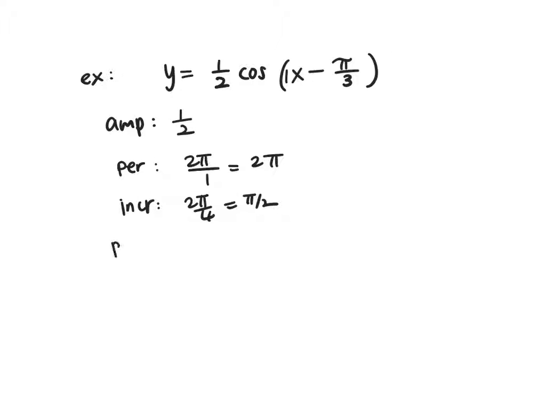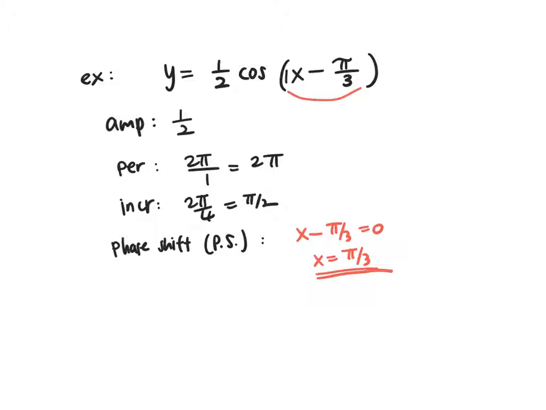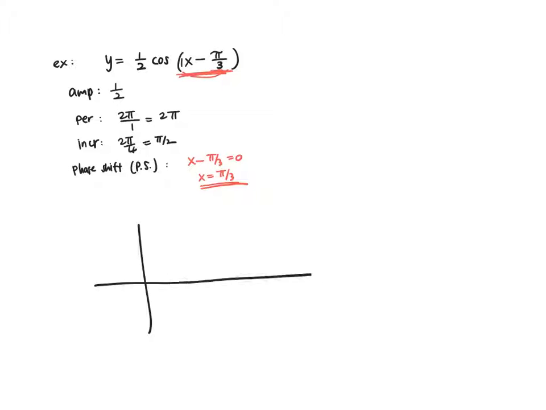Notice that I have a phase shift, a horizontal shift. I'll abbreviate that with PS. And the way we find that is by taking the entire inside and setting it equal to 0. So x is equal to pi over 3. I'm going right pi over 3. So pi over 3 is going to be the new starting point in terms of the x direction. Again, for this particular case, we could see that it's going right pi over 3. Okay, so here we are going to graph with phase shift pi over 3.